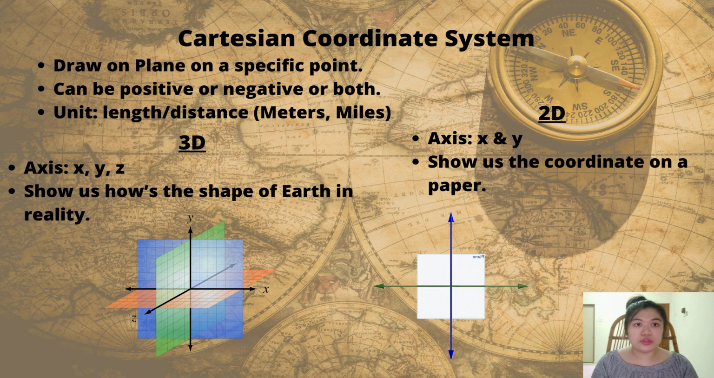The Cartesian coordinate system is drawn on a plane from a specific point. Values can be positive, negative, or both. The unit is length or distance, in meters or miles. The Cartesian coordinate system has 3D and 2D. For 3D, there are x, y, and z axes, while 2D only has x and y axes. The 3D shows us our coordinates on Earth, while the 2D only shows our coordinates on paper, which is on a map.